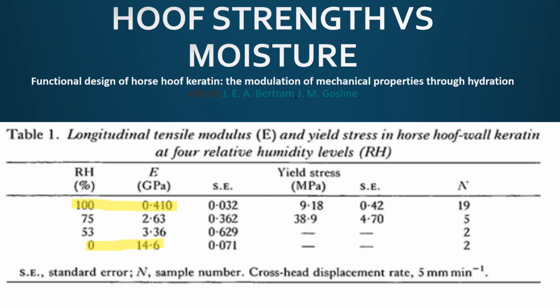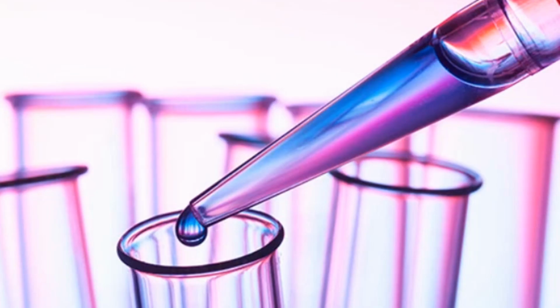At 100% saturation versus 0% moisture, resulted in a decrease in tensile strength by a factor of 35. Incredibly significant from a practical perspective. So where do we begin with conceptualizing a formulation? We realize we need to incorporate the fundamental requirements from a chemical perspective of keratin. But what other ingredients could assist in hoof wall growth and strength?